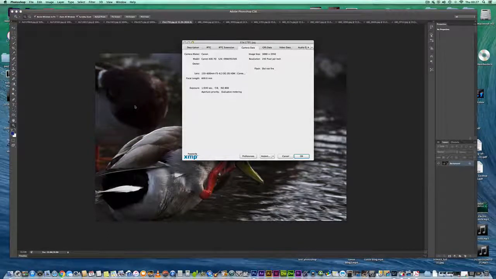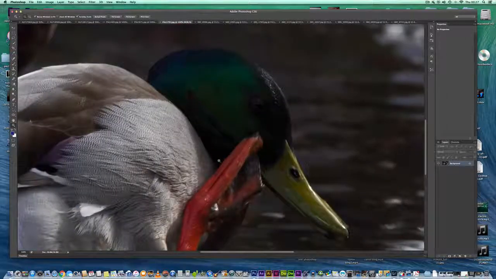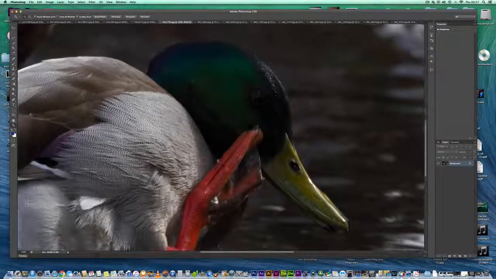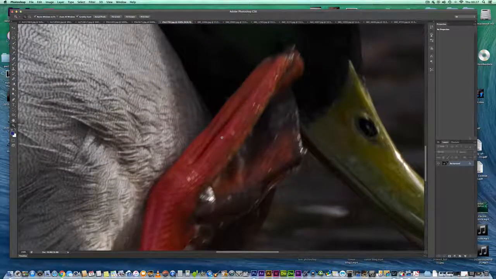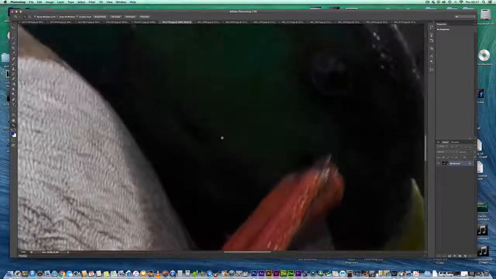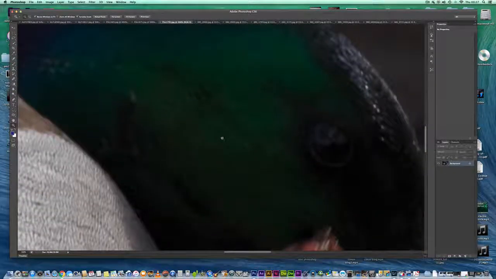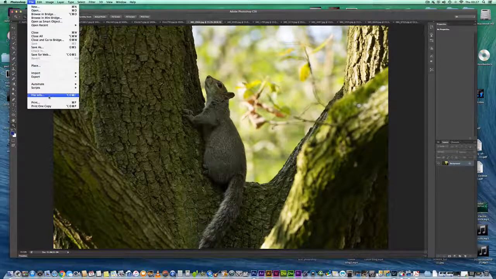600mm, ISO 800, f8, 7D. 100%. I think there's a bit of motion there. 200%, 300%. Right, next image. Let's have a look at the picture data.